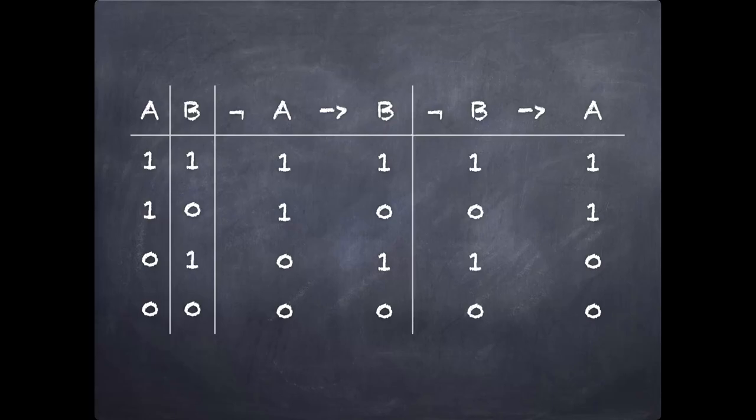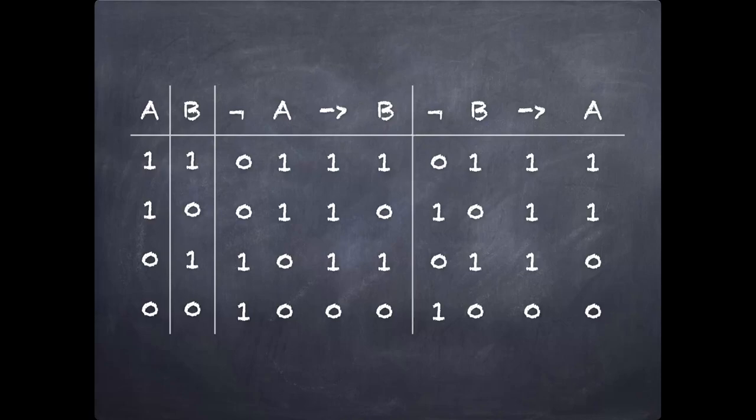So again, I'm copying over the atomic sentences. I've got my negation over here. That gives just the opposite of A. And I'll go ahead and do the negation over here as well. It gives me the opposite of B. And then I fill out for the two conditionals. And I get these values, right? And again, you can just confirm that based on the characteristic truth table for the conditional.